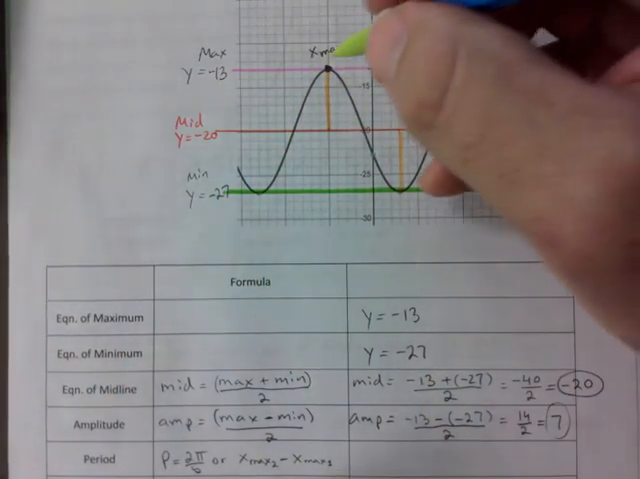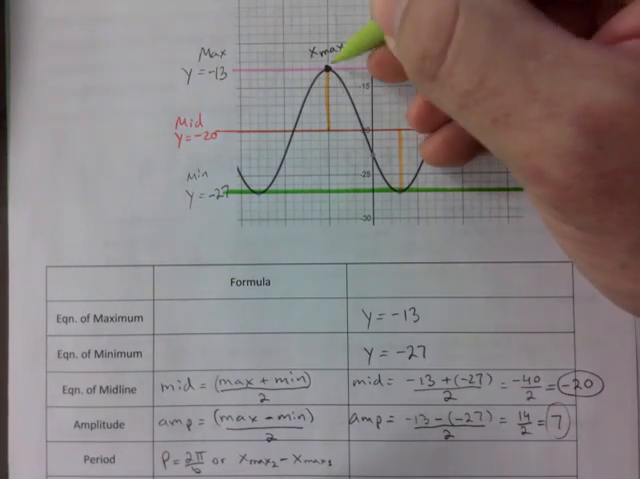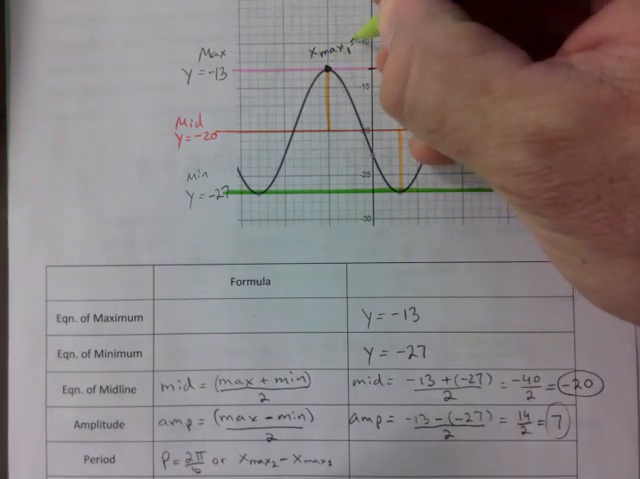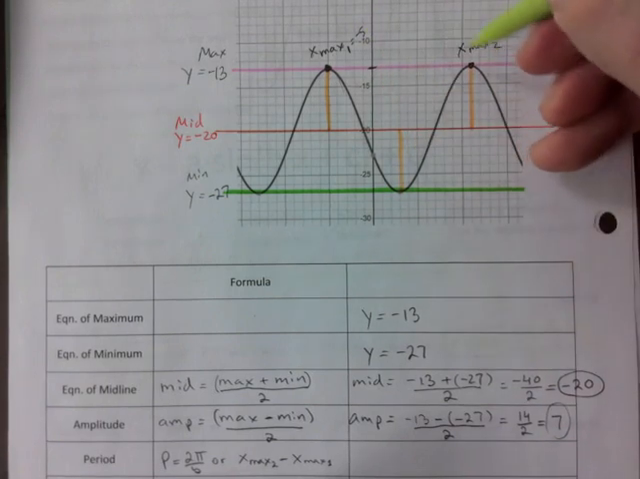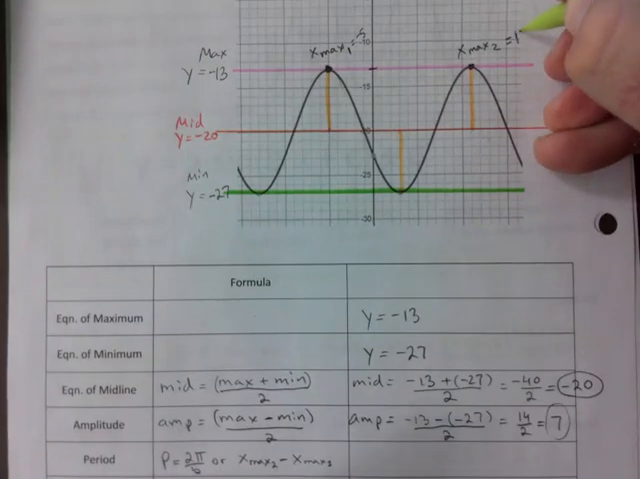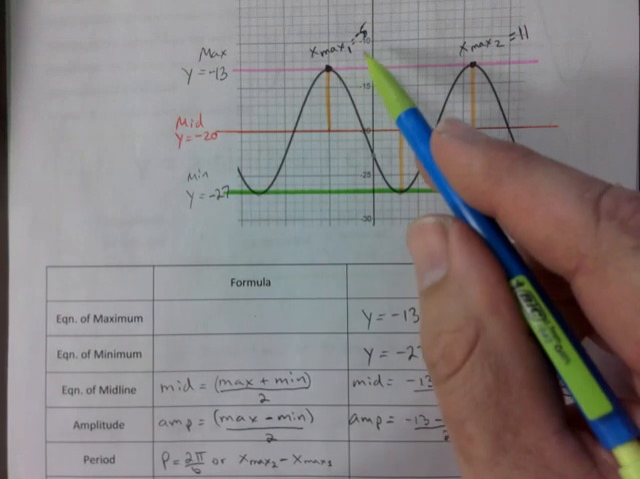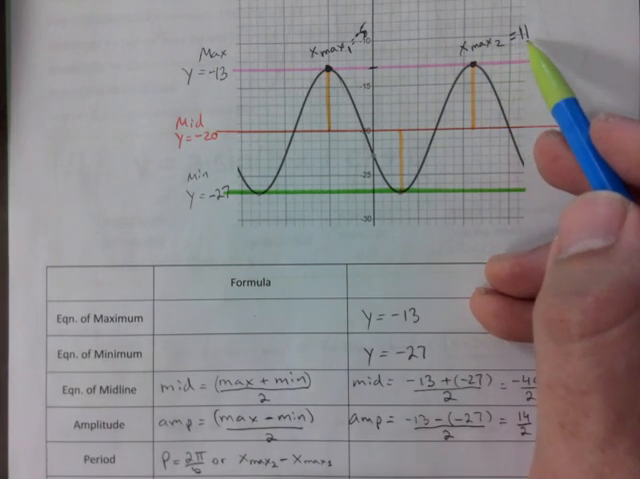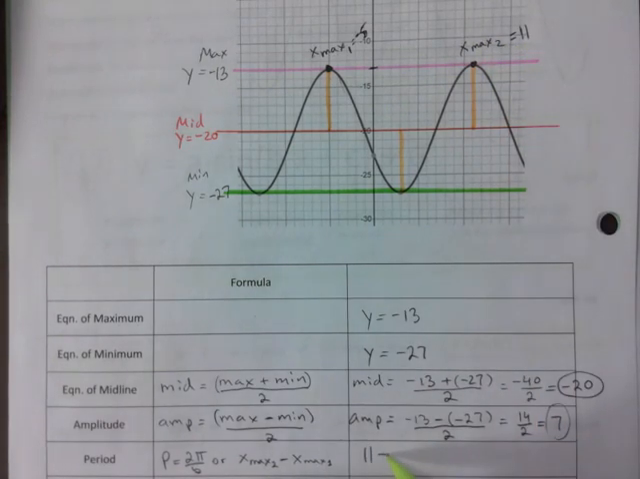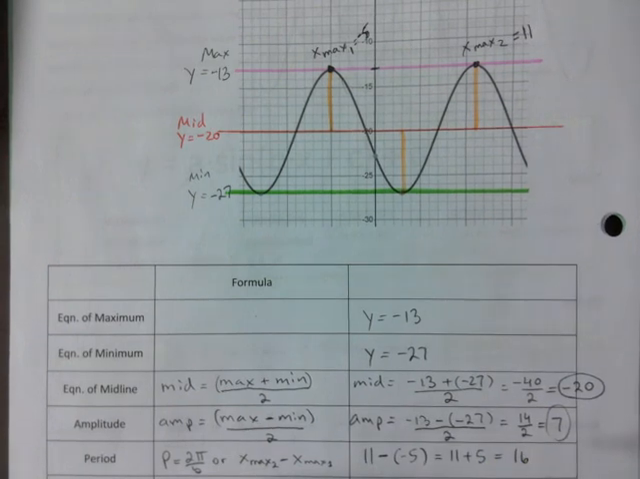So I'm going to say, what is this, guys? Help me out here. This is -5, correct? And this one here is 11. Write this down, make sure you have that there. So I'm going to go x max 2, 11 minus -5. So that's 11 plus 5, which is 16.